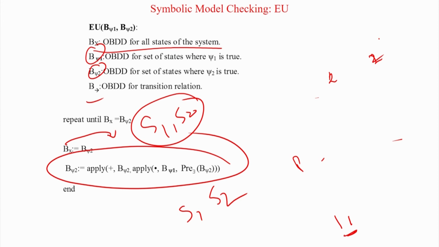In the first round we had B of x equal to only S1 and we added one more state, S2, in that first iteration. So we went for a second iteration to check if any new state could come. But we finally concluded that no new state has come. So only S1 and S2 satisfy the formula, the fixed point is reached, and you stop here.